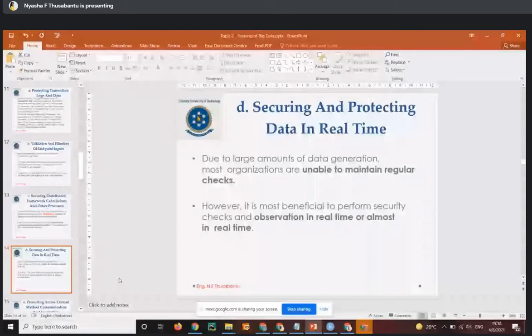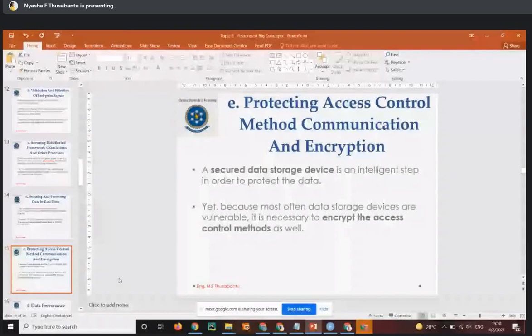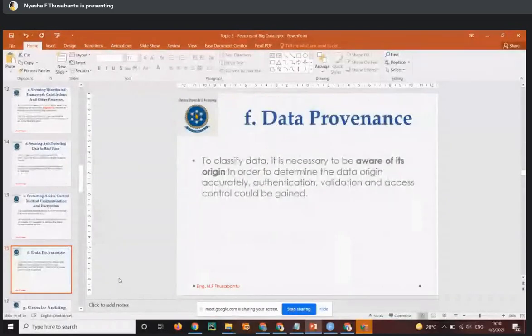We need to know the technologies, MQTT, Kafka. You need to know which streaming technologies are used to secure data correctly. Protecting access controls and encryption, data provenance. When you're talking about data provenance, you need to make sure that the data is authentic. Have you observed the authenticity, the integrity? The CIA triad here: confidentiality, integrity, authenticity, and availability. You need to make sure you know. That is what we call data provenance.